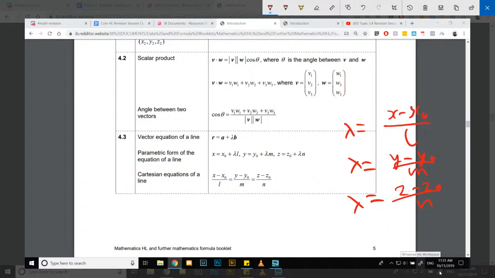Since all these are equal to each other, we can literally just set them equal to each other. And this is also an equivalent form of a line. This we would call the Cartesian equation of a line. And these are the three different equations of a line that are important for the IB. And yeah, that's basically it.